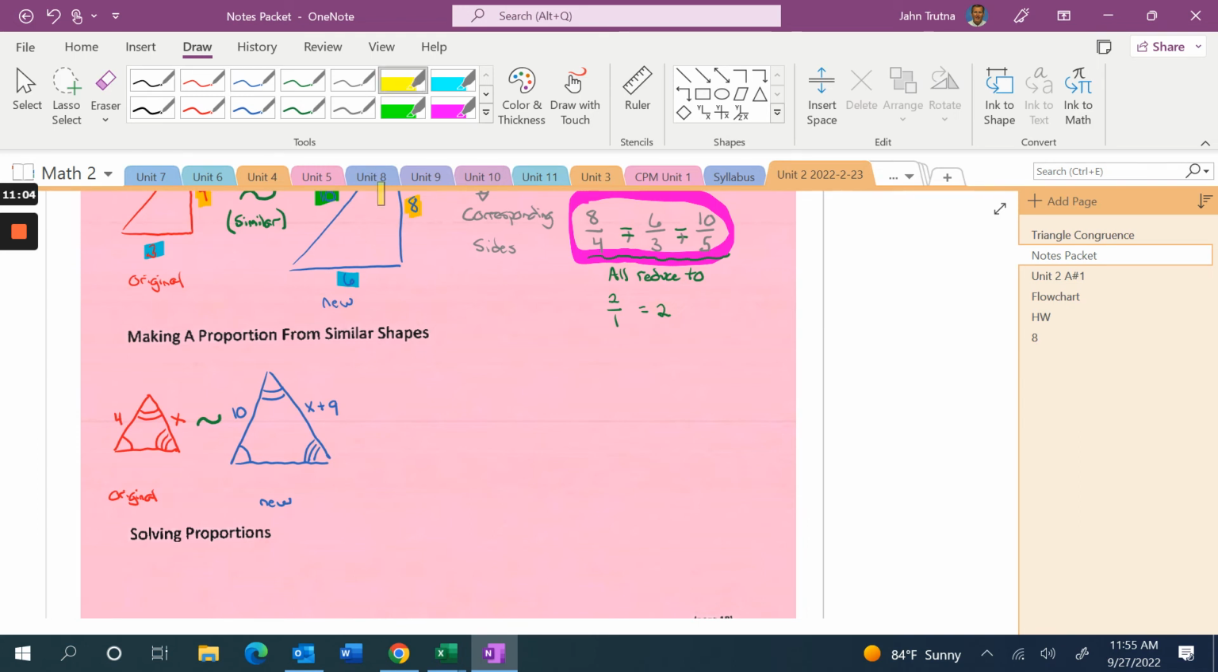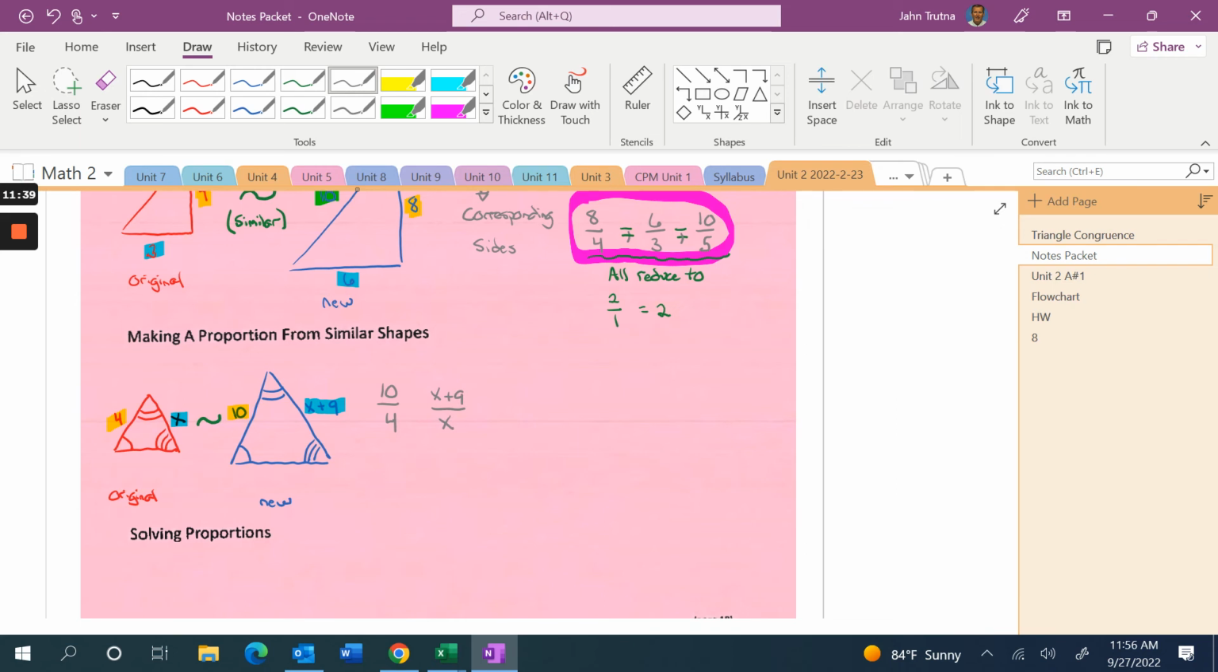Okay, so I'm going to pick a side from the new shape, 10, and then 10 is going to correspond with what side in the original shape? Well, that would be 4. So that means one of my corresponding ratios is 10 over 4. Okay, then I'm going to repeat it. I could do this again. I'm going to pick a side from my new shape, x plus 9, and that corresponds with the side that's marked x in the original shape. So that means another one of my ratios would be x plus 9 over x.